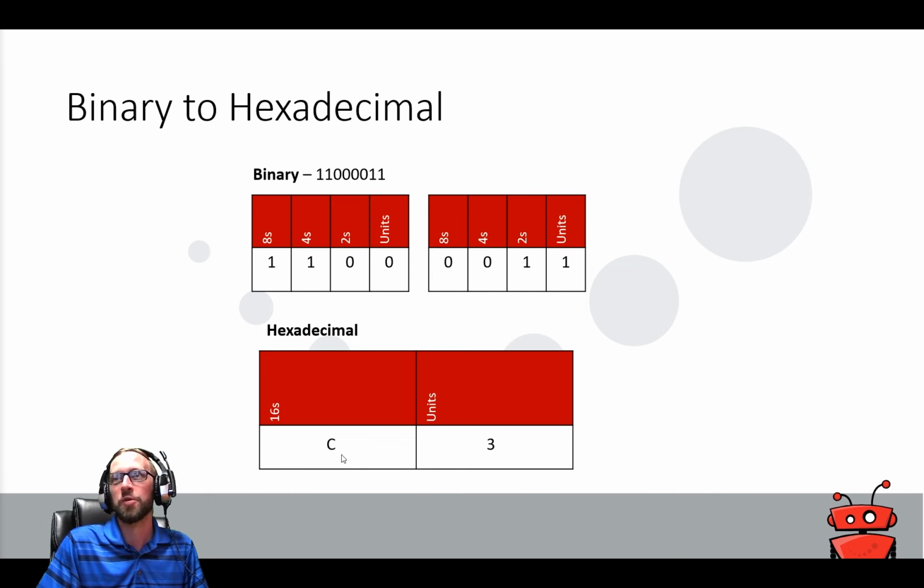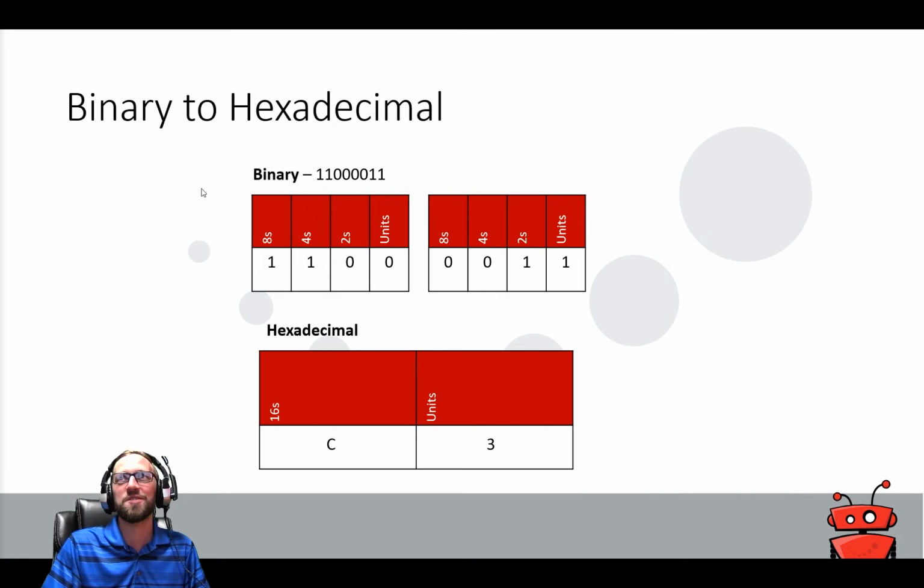If we were converting C3 to a binary number, we would look at C and break it down the same way that we did with our decimal conversion. The value of C is 8 plus 4. Or C minus 8 equals 4, 4 minus 4 equals 0. So we have 1, 1, 0, 0 as the value of C. Then looking at 3, 8 doesn't go into 3, 4 doesn't go into 3, 2 goes into 3 once, and we have 1 left over for our units. So 3 is 0, 0, 1, 1, right? So it's pretty common sense going the other way around, doing hexadecimal to binary versus binary to hexadecimal.